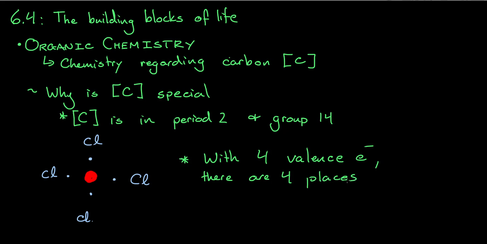Now, I'm going to say 4 atoms to stick. And I'm going to say bond, realistically. Because we have these 4 valence electrons, there are 4 different locations on any carbon atom for which another element can stick to it to make a new compound.